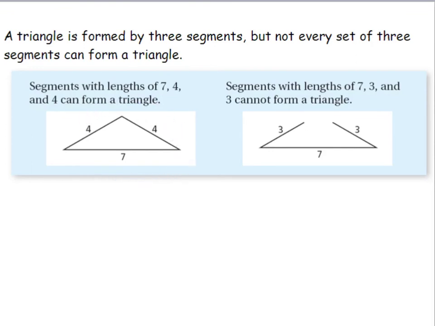But what happens if I had, say, segments of length 3, 3, and 7? When I try to put those together, no matter how I might try, there's no way in which I can form a triangle. So that kind of leads us to the next theorem.